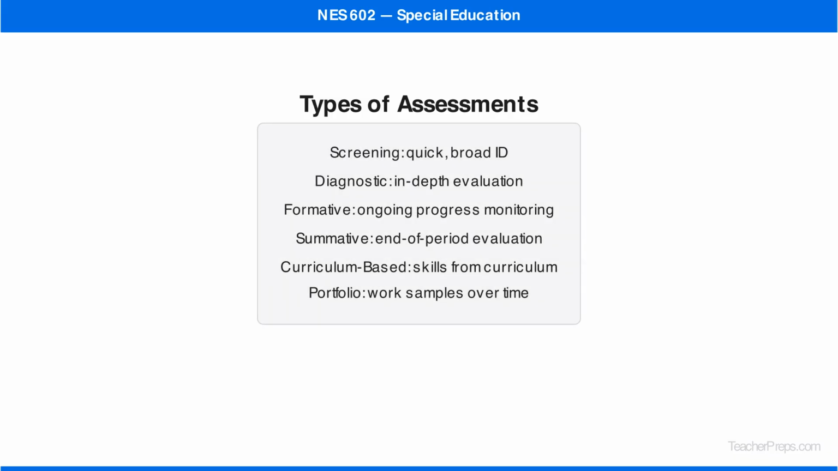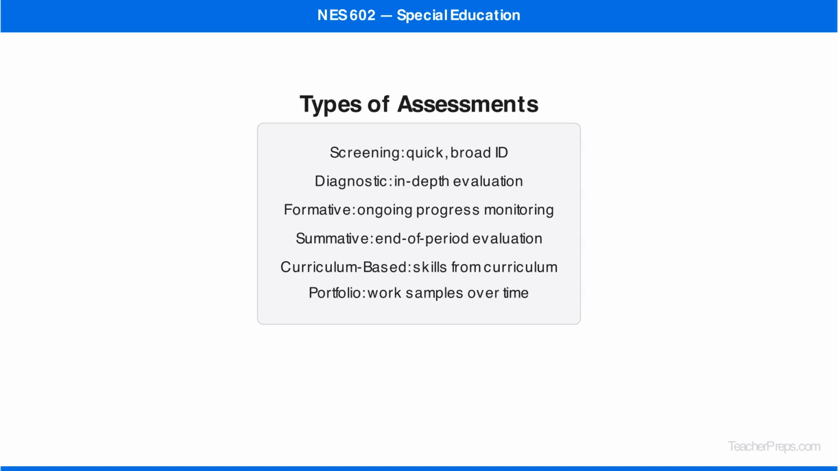Screening is a quick, broad check to identify students who may need further evaluation. Think universal screening tools like DIBELS. Diagnostic assessment is an in-depth evaluation to determine the nature and extent of a disability. Think Woodcock-Johnson or the WISC.